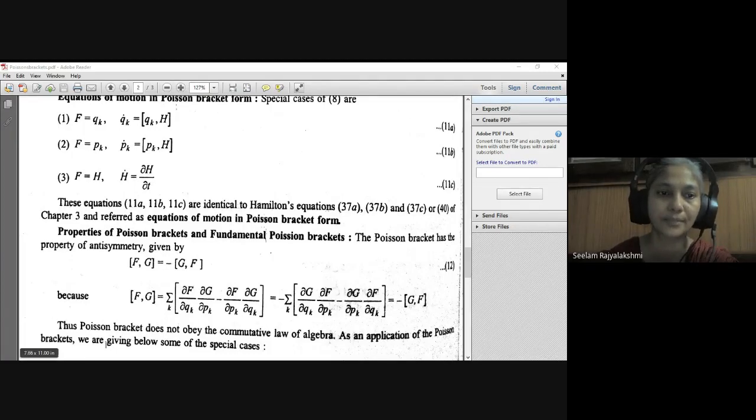So as an application of the Poisson brackets, we are giving below some of the examples here. Let us see some of the cases. Let us substitute ql in the place of g. That means already we have the Poisson bracket {f, g}. So in the place of g, we are substituting here ql. So {f, ql} is equal to sigma k, ∂f/∂qk ∂ql/∂pk minus ∂f/∂pk ∂ql/∂qk, which is equal to minus sigma k ∂f/∂pk into delta lk. That means here, if we observe, the derivative ∂ql with respect to ∂pk is equal to 0, so this term becomes 0. Here ∂ql/∂qk, we can write it as delta lk.